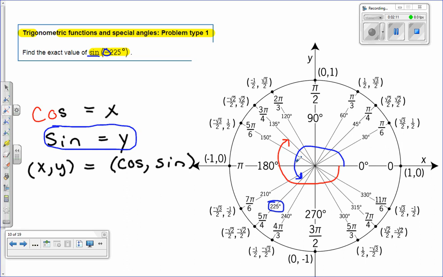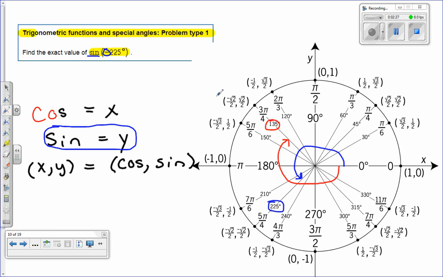Now, let's say you couldn't figure out how far that was. What you could do is subtract 360 from 225, and that will leave you with 135, which is actually what we're looking for. We're looking for 135.